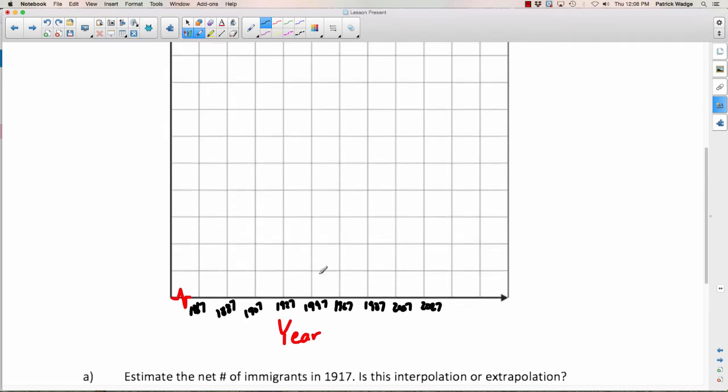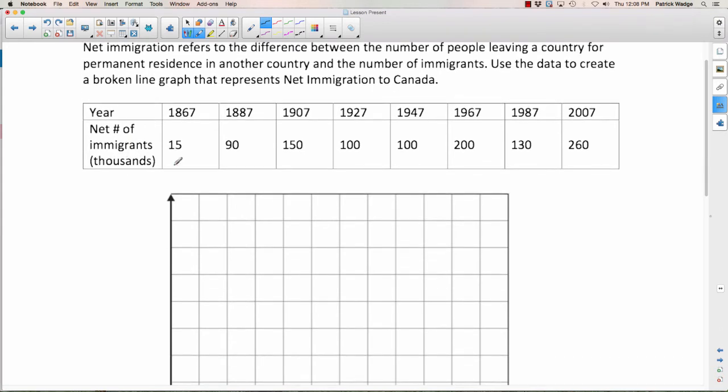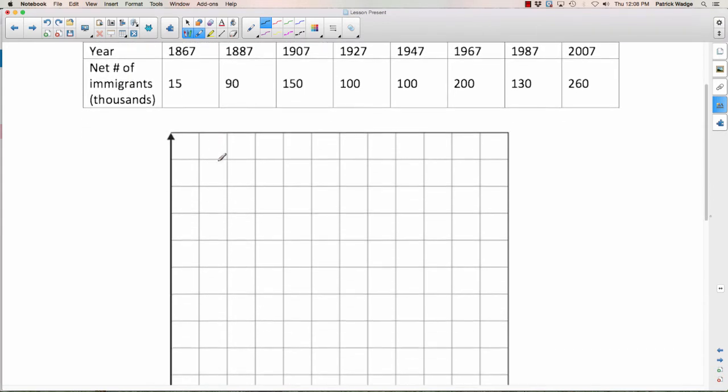Okay, the other information we have here is the net number of immigrants. Oh, look, it's per thousand again. So I'm going to call this net number of immigrants, and I'll put in brackets that this is thousands. The number we put down refers to thousands.